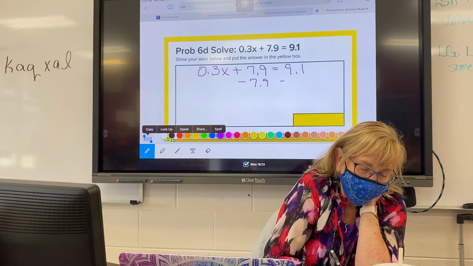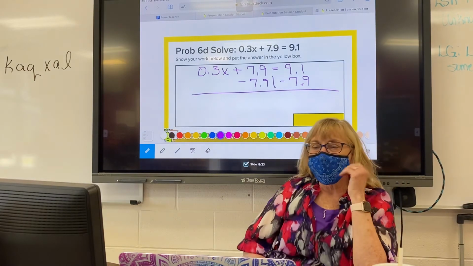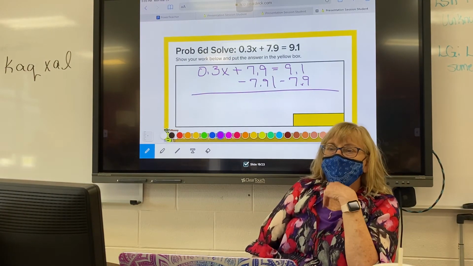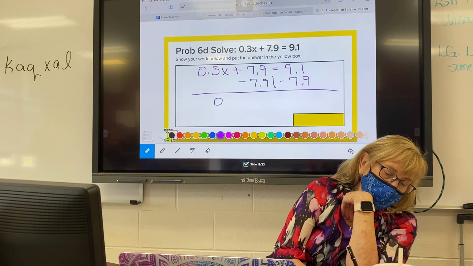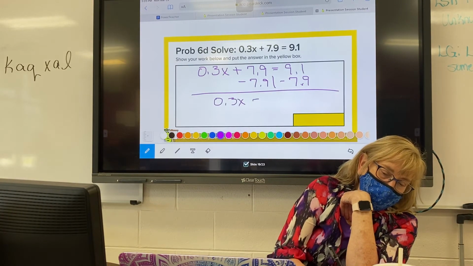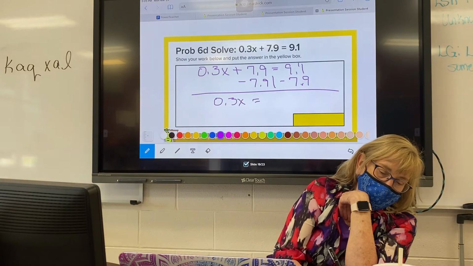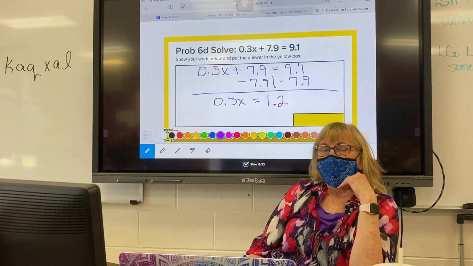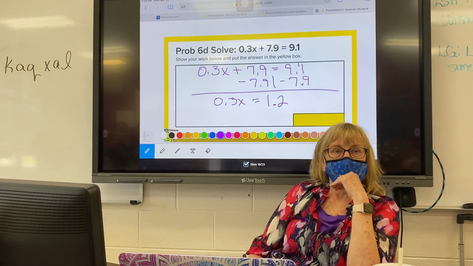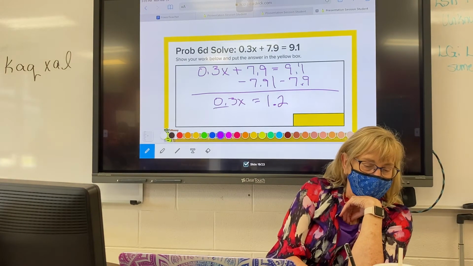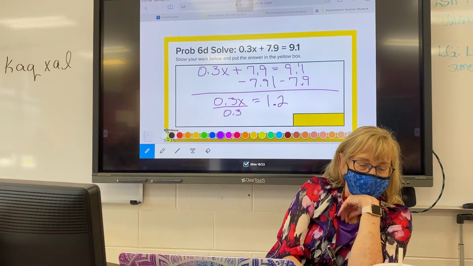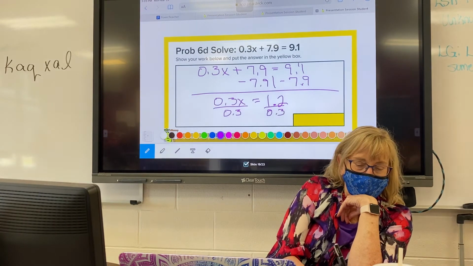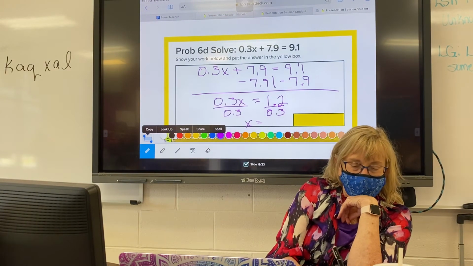Okay. Is that the right first step? Okay, so that gives me 0.3x equals 1.2. Yes. Okay, now I want to solve for 1x, not 3/10 of an x, so I'm going to divide by 3/10. So x equals 4. Good job.